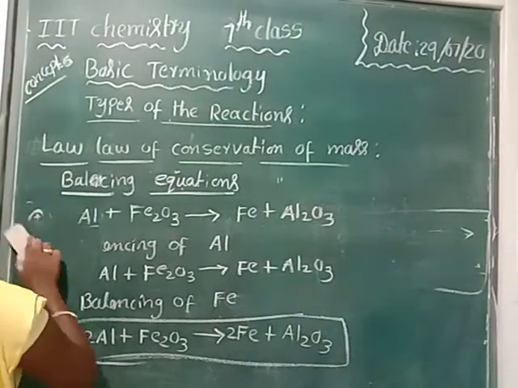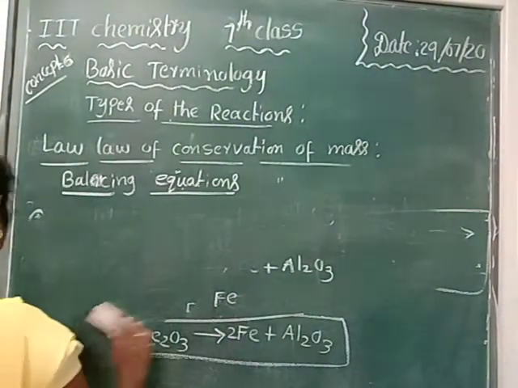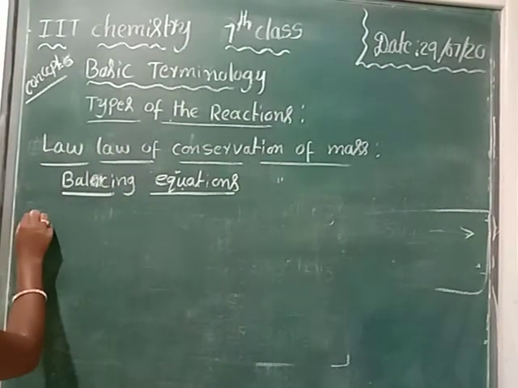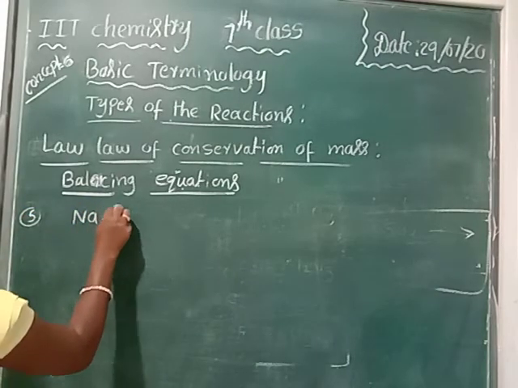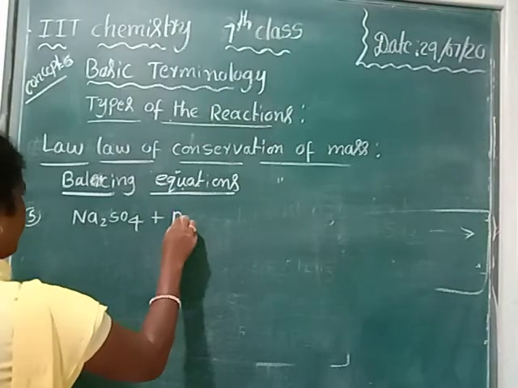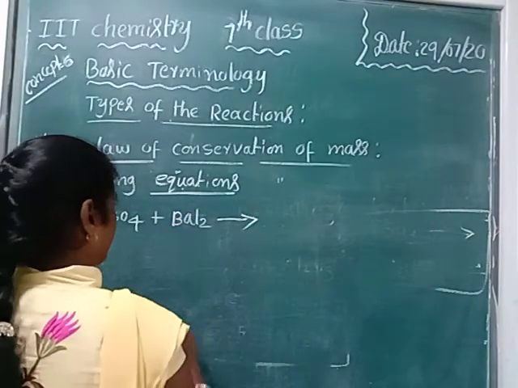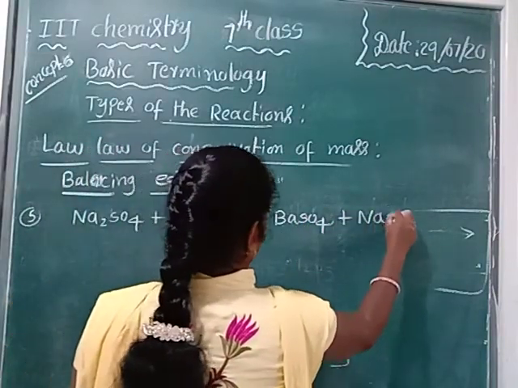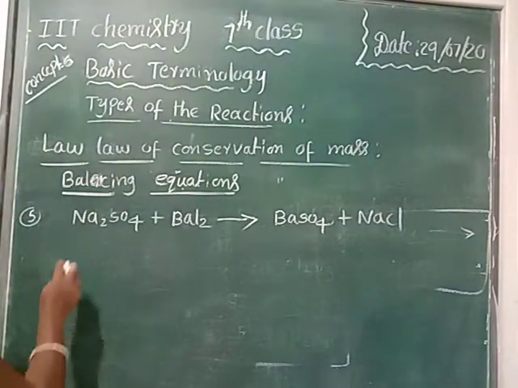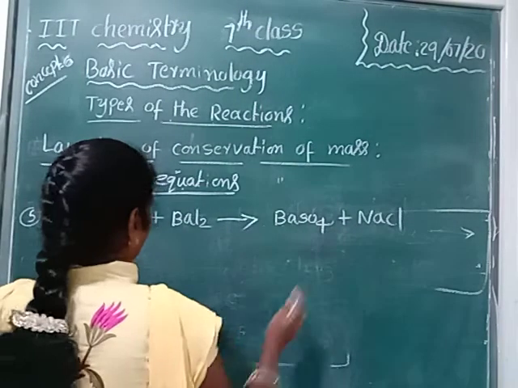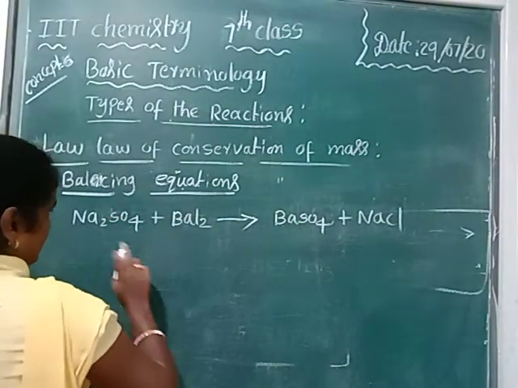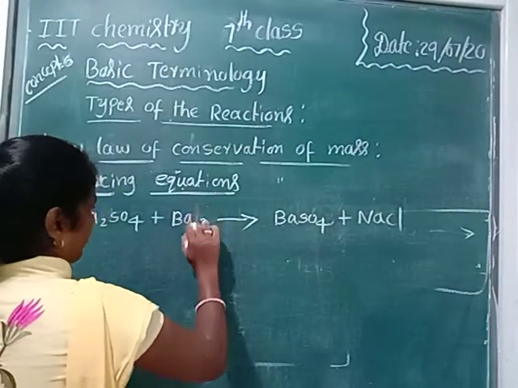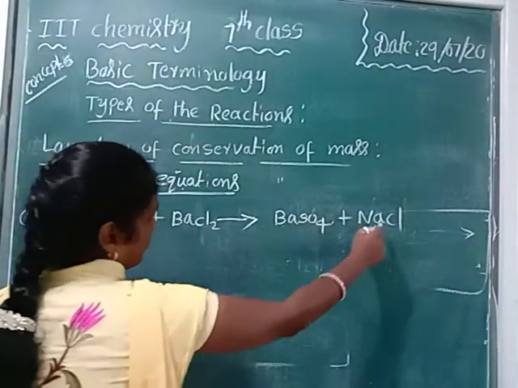Okay. Next equation. Fifth example. Sodium sulfate reacts with barium chloride: Na2SO4 plus BaCl2. The products formed are barium sulfate plus sodium chloride. In this reaction, is it balanced or not? Sodium has 2 atoms here, here 1. Sulfur 1, sulfur 1. 4 oxygens, 4 oxygens. Balanced, no problem. Barium 1, barium chloride BaCl2. Chlorine is 2 here, chlorine 1 here.